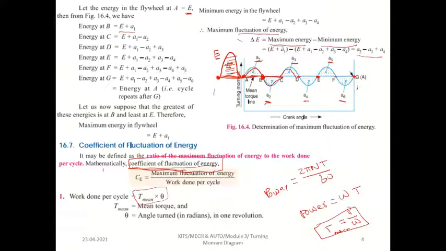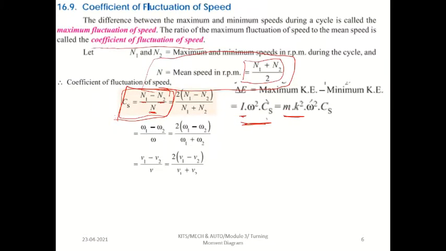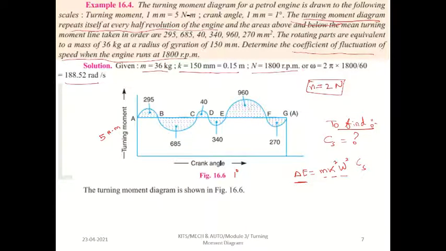So fluctuation of energy equals maximum energy minus minimum energy. Very simple, we can easily solve this problem. Okay, so we know that del E equals maximum energy minus minimum energy. First of all, you have to write the formula used, and then write this formula first.